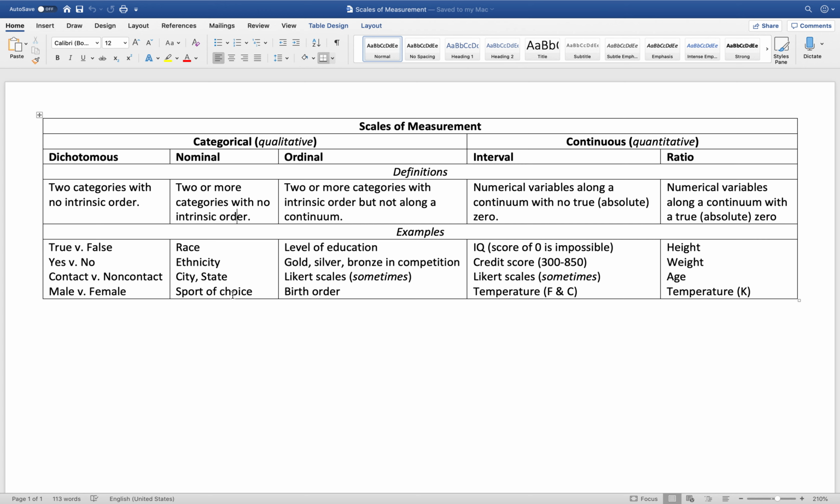So sport of choice, the answers could differ from person to person. I might like football and boxing. You might like basketball and golf. Neither of us are right and neither of us are wrong, right? So that's nominal. The next measure is ordinal.